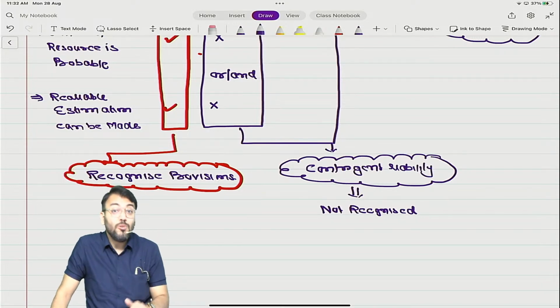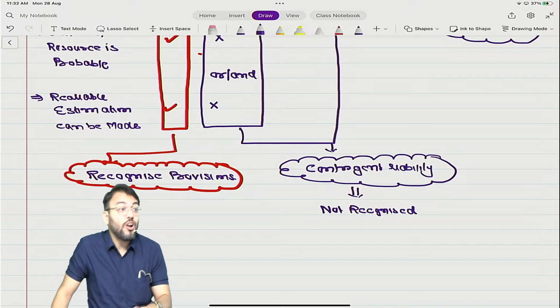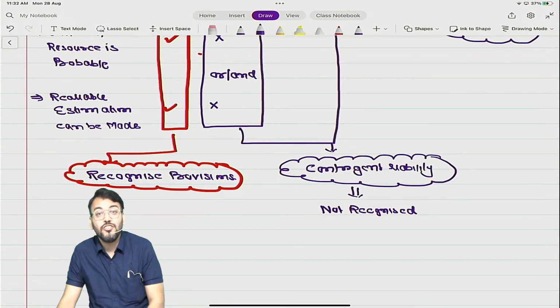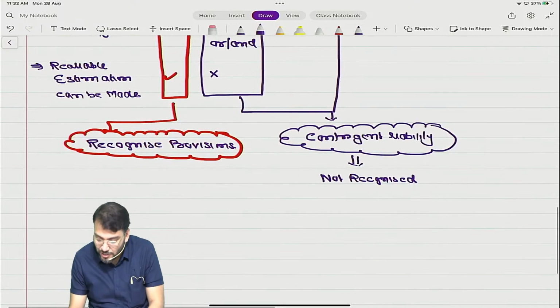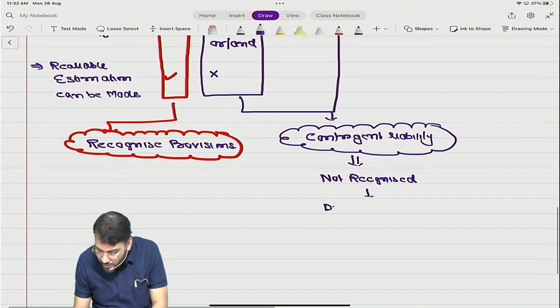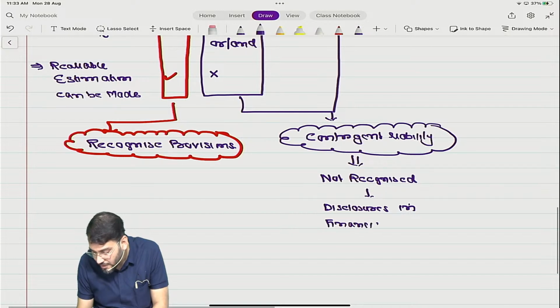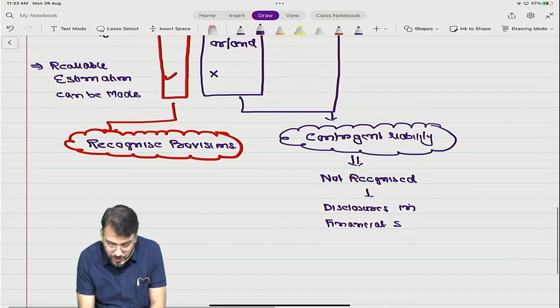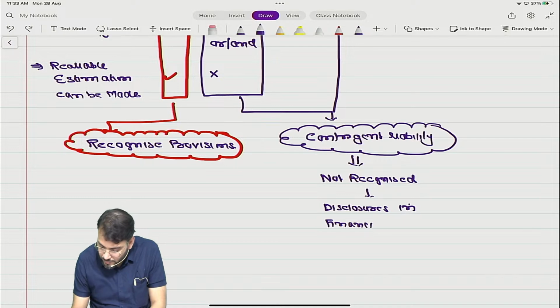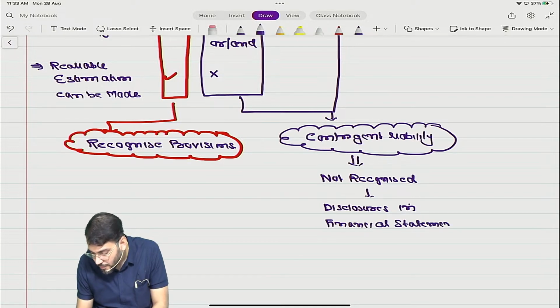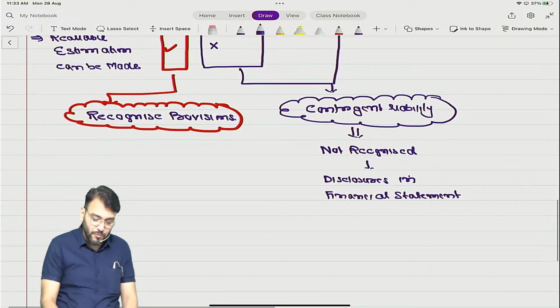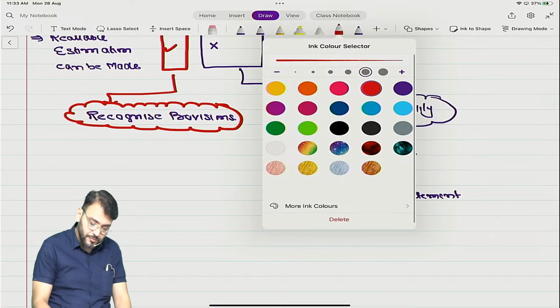So that is why we say we don't recognize it. It will not be recognized, but it will only be disclosed. It requires disclosure. Where? In financial statement. In financial statement means what? When I say financial statement, what do you mean by financial statement?